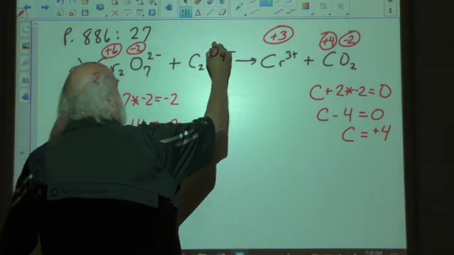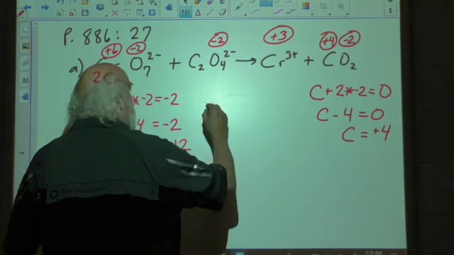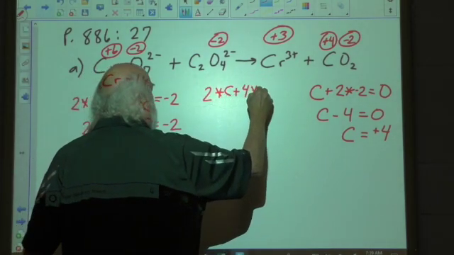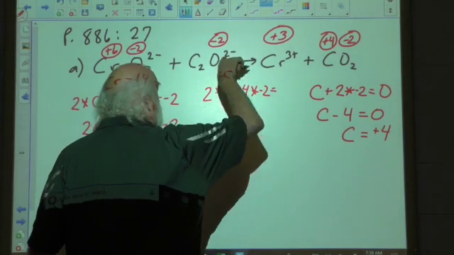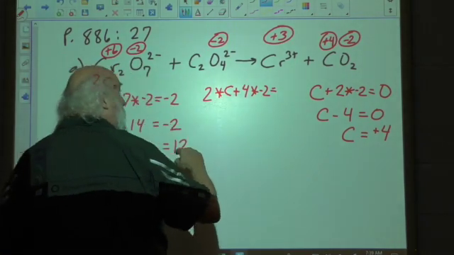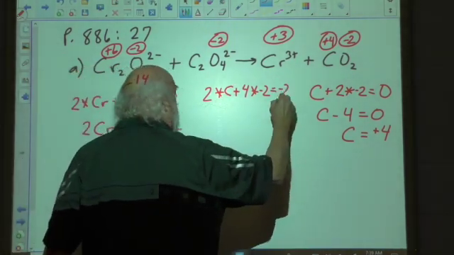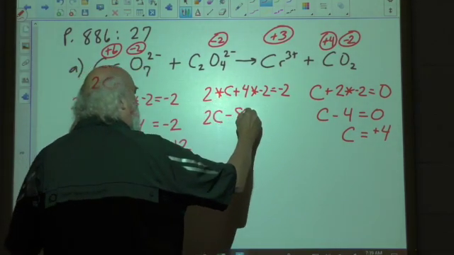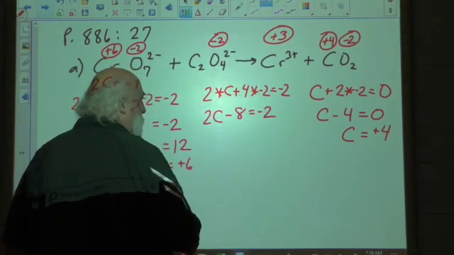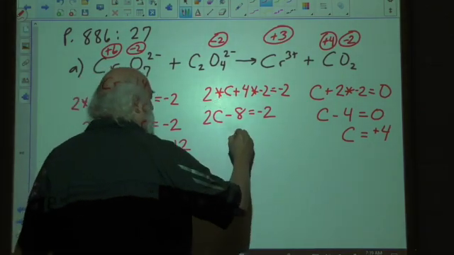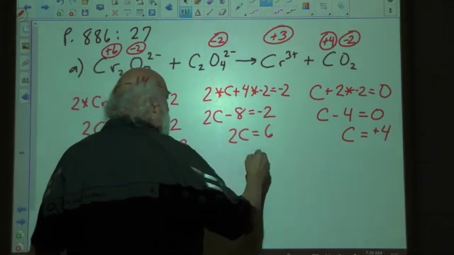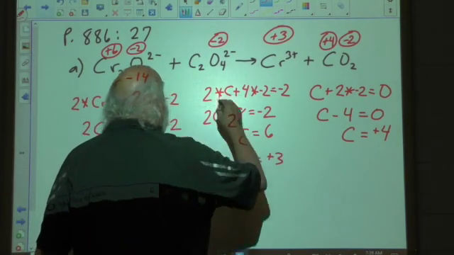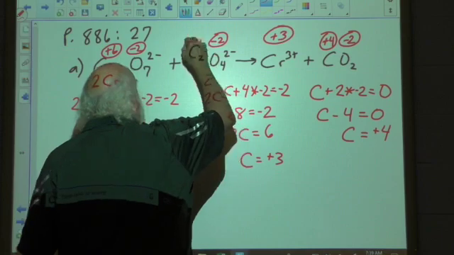Over here, same kind of thing. We know oxygen is -2. So we have 2 times carbon plus 4 times -2 equals the total sum of the oxidation numbers, which is -2. So we rewrite that as 2C minus 8 equals -2. Add a positive 8 to both sides. 2C equals 6. Divide both sides by 2. C equals positive 3. And there you have it.